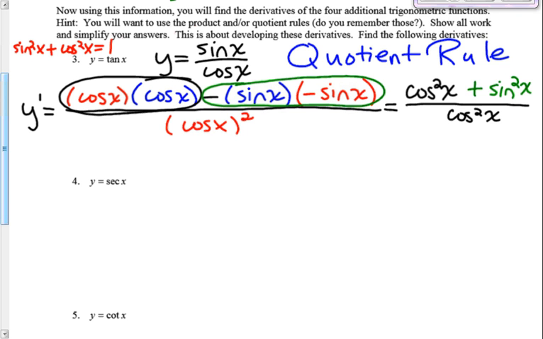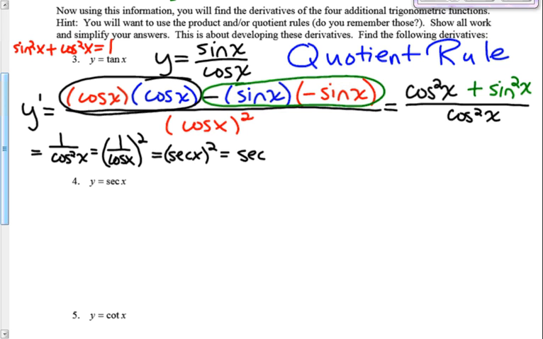So this will be equal to 1 over cosine squared x, which is 1 over cosine of x, and that whole thing squared. And 1 over cosine x is a trig function that I should know, and 1 over cosine of x is secant of x. So the derivative of tangent of x is secant of x squared, or, writing it the lazy mathematician way, secant squared x.